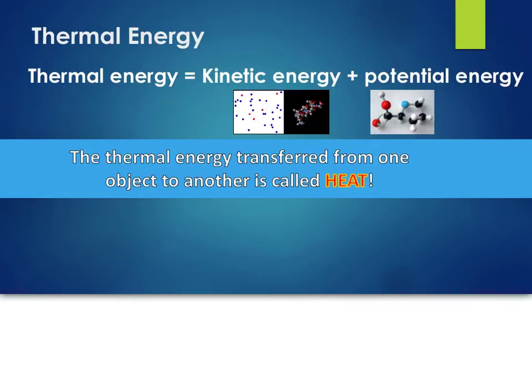Since the particles that make up a substance possess both kinetic and potential energy, the sum of the kinetic and potential energy gives us thermal energy. What is thermal energy? It's just the sum of the kinetic energy and the potential energy of the particles in a system. When thermal energy is transferred from one object to another, it is called heat.